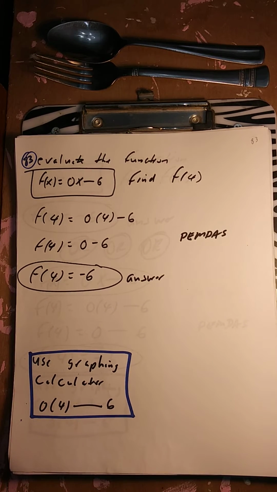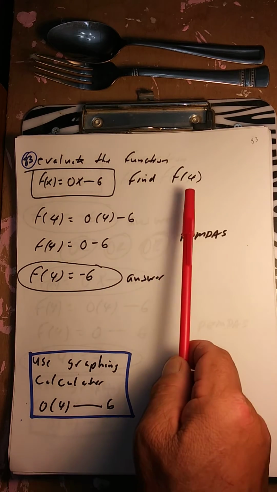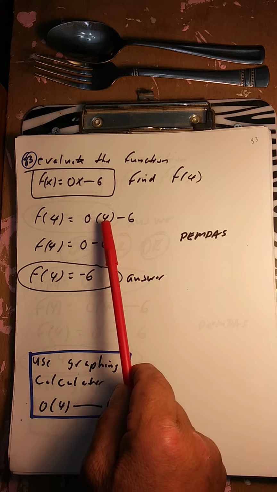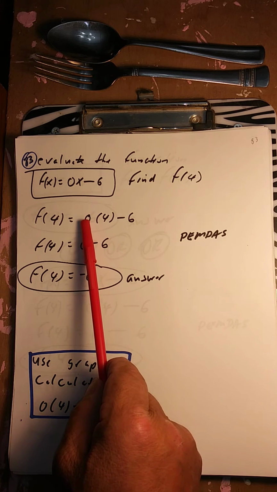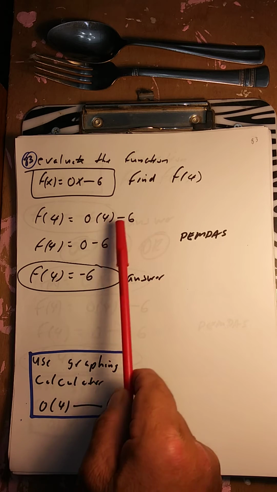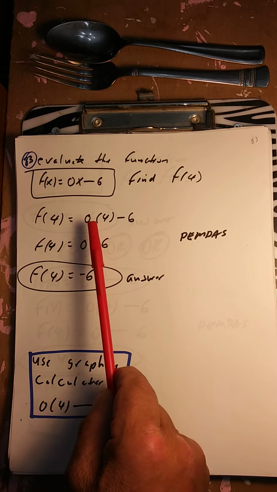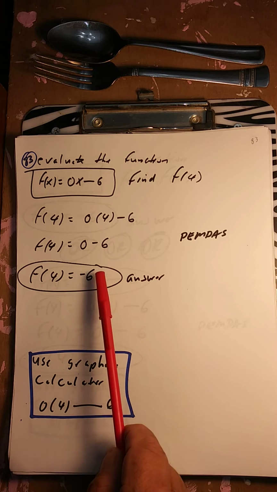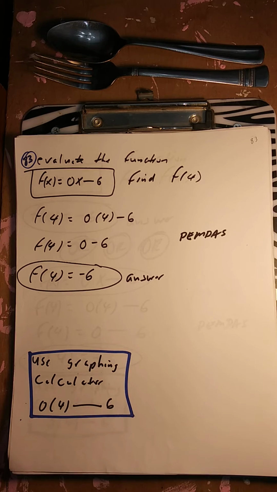Evaluate the function. I put it this way: f of x equals 0x minus 6. But you know what's going to happen, because if you put 4 in here for the x, 0 times that is still going to be 0. And then negative 6 brings down, multiplication first. So 0 minus 6 is a negative 6.